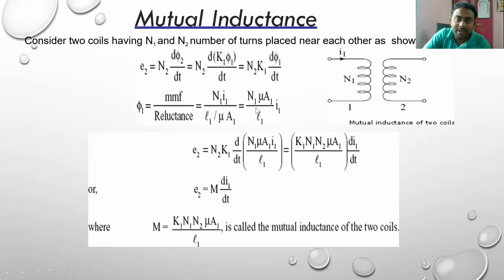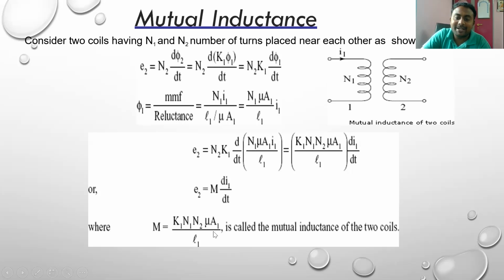If I substitute this phi 1 in the above equation, in d phi 1 by dt, the total term will come as E2 equals N2 K1 into d by dt of N1 mu A1 I1 by L1. I am taking out the constant term N1 mu A1 by L1 outside, so the remaining term is di1 by dt. The whole thing, K1 N1 N2 mu A1 by L1, I am representing with M, the mutual inductance M.